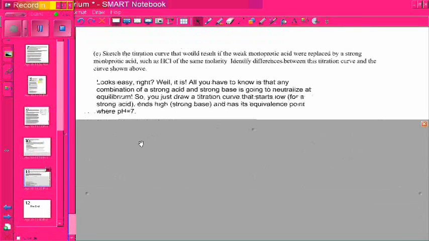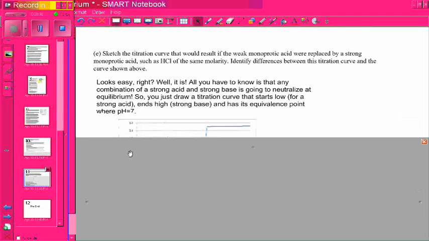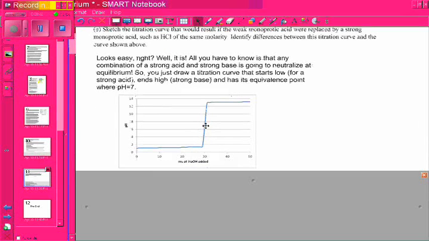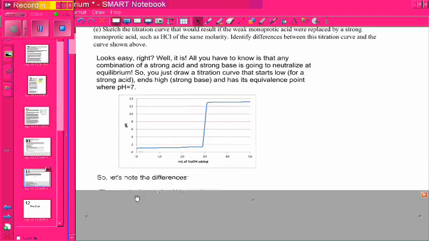It looks easy, right? Well, it is. All you have to know is that any combination of a strong acid and a strong base, so HCl and NaOH, is going to neutralize at equivalence. So you just draw a titration curve that starts low for a strong acid and ends high for a strong base and has its equivalence point where pH equals 7. I drew this lovely graph on Excel. You can see that the equivalence point is about 7, and high pH here for the strong base and low pH here for the strong acid.